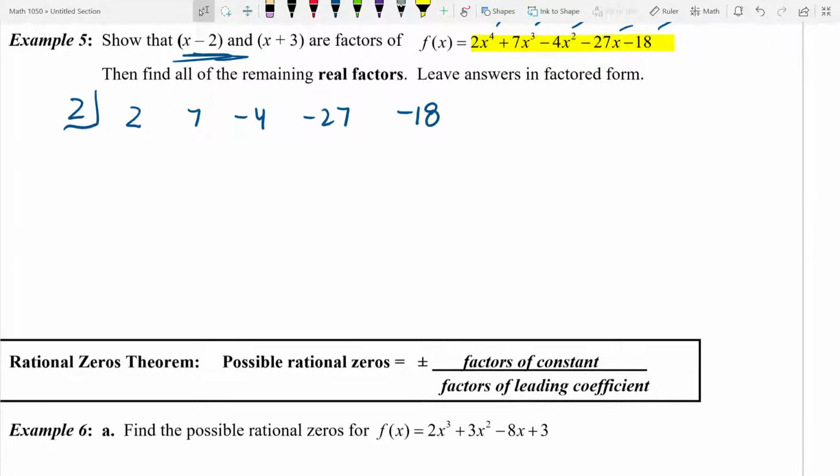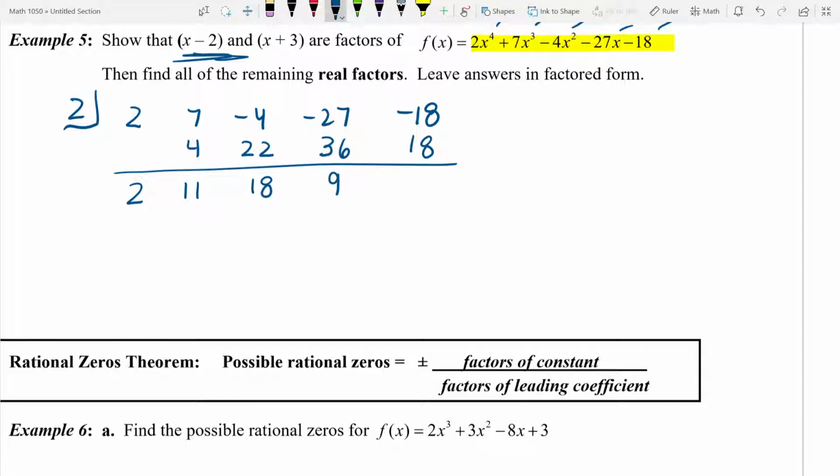Okay, draw a line underneath all that stuff. The 2 comes straight down. 2 times 2 is 4. 7 plus 4 is 11. 11 times 2 is 22. 22 subtract 4 is 18. 18 times 2 is 36. Negative 27 and a positive 36 is 9. 9 times 2 is 18. I have no remainder. So I've just proven that x minus 2 is a factor.